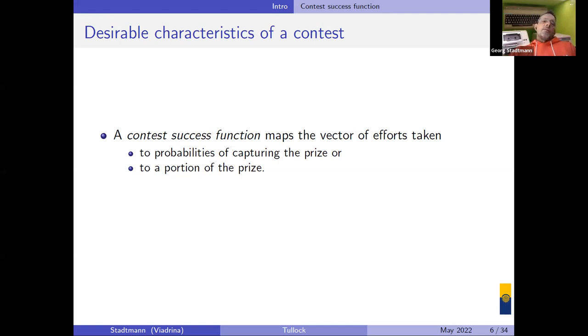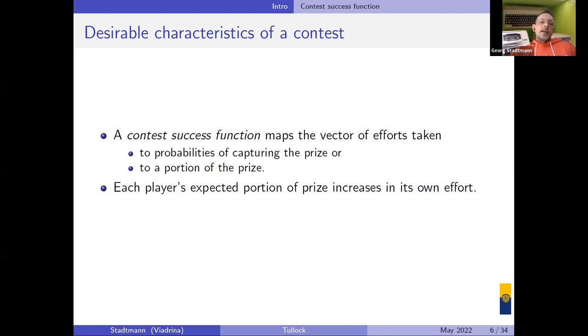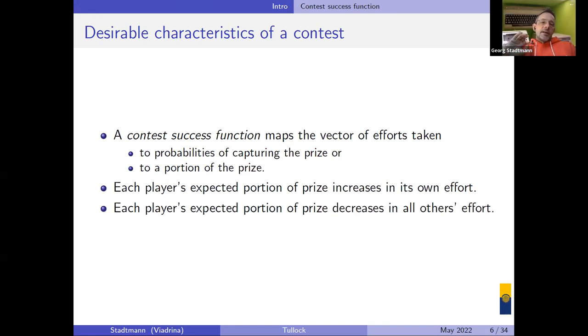A contest success function should have the following characteristics: each player's expected portion of the prize should increase with its own effort. So when I put more effort into the process, the likelihood of winning the prize should be higher and my expected amount of prize money should be higher. Second characteristic is that each player's expected portion of prize money should decrease in all other efforts. What does that imply? It implies that if all the other players I am competing against are increasing their effort, my expected profit should decrease.